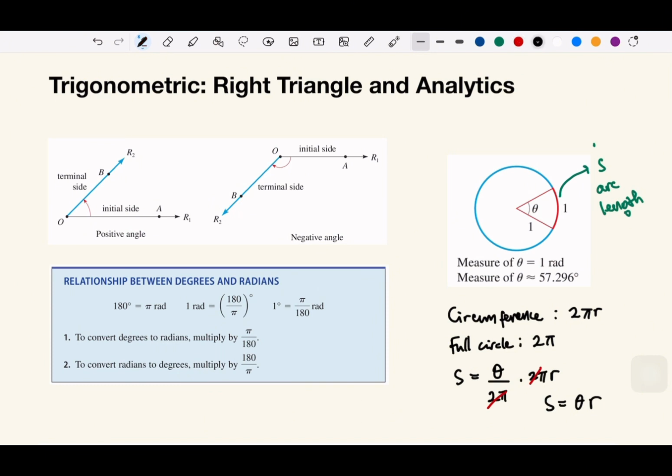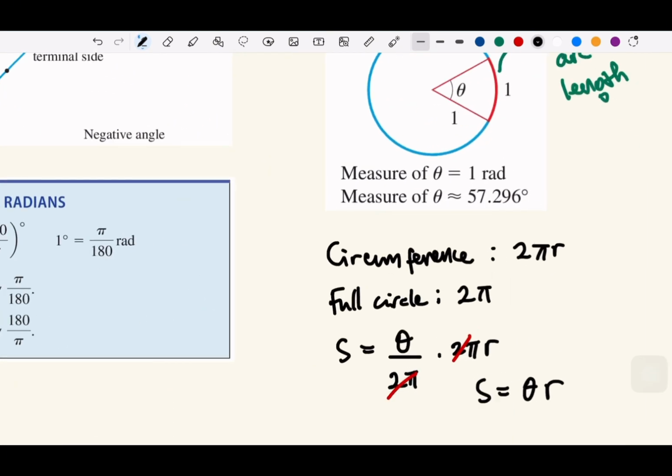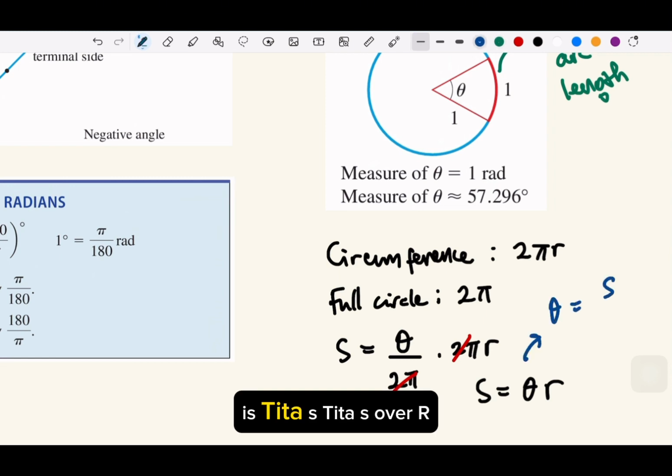So r theta. Okay. Or we could also rewrite this as theta equals s over r.